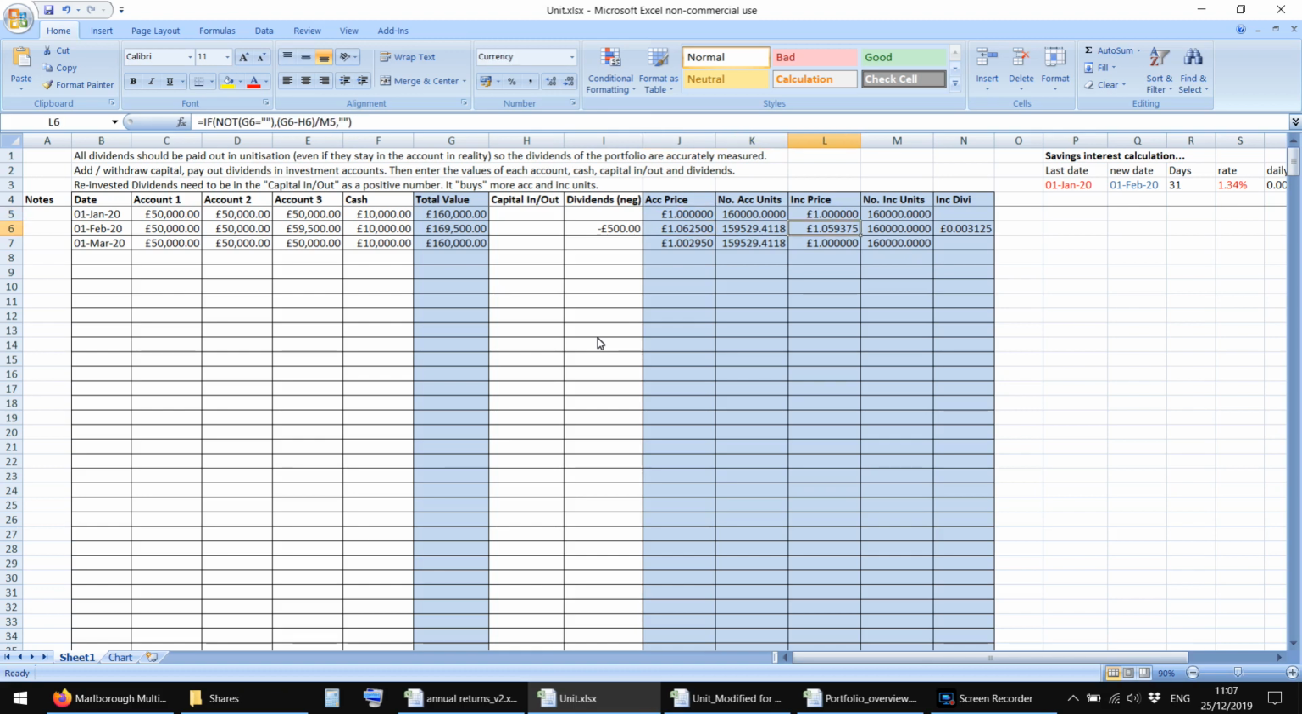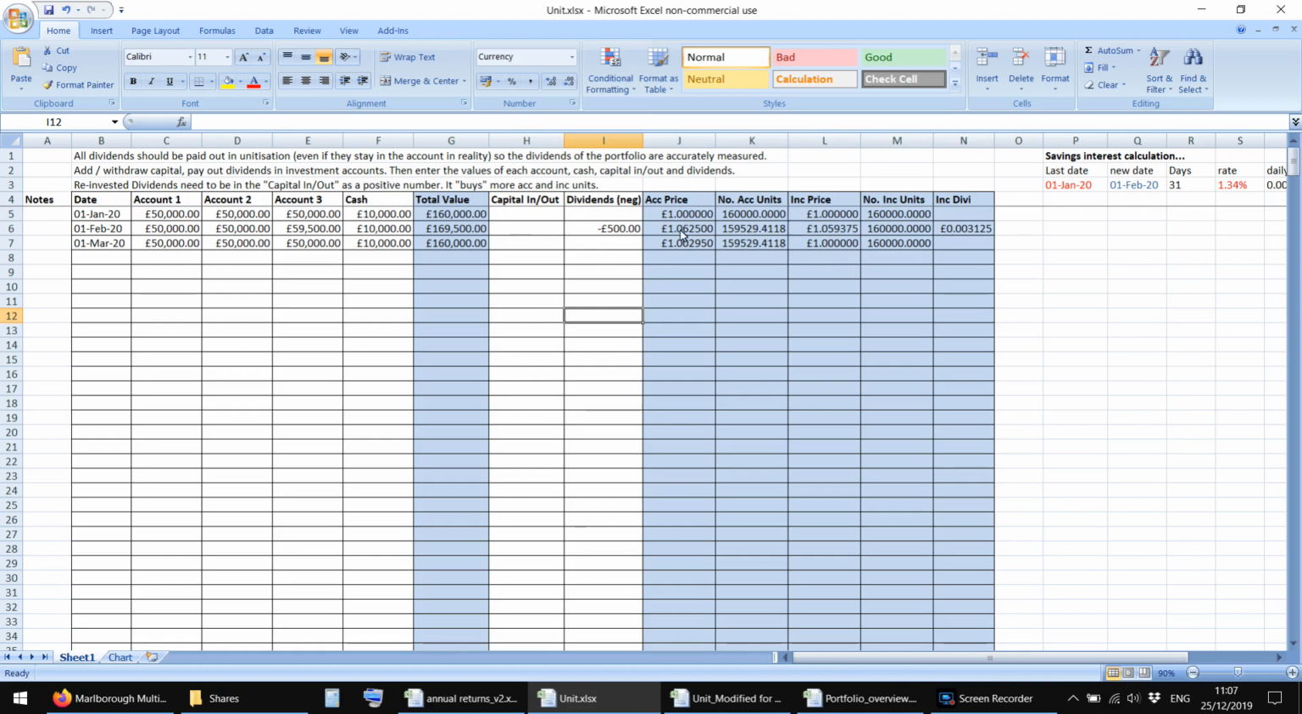Whereas the income unit, because the income unit doesn't measure total performance, it measures capital performance and a separate dividend, which is exactly what's happened here. So it makes sense that the income unit price has gone down to take that into account. I imagine if we total these two cells, that one and that one, yeah, it adds up to 1.0625, which is the same as the accumulation price. So that's what happens when you pay yourself a dividend.